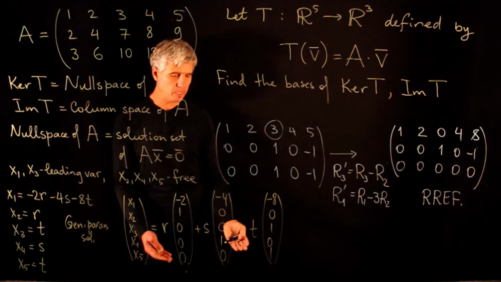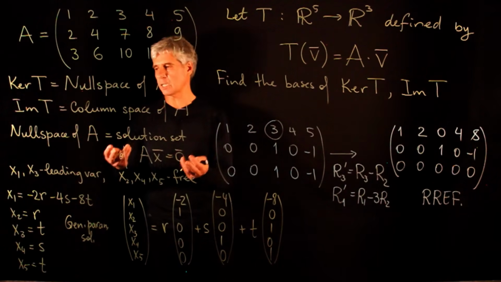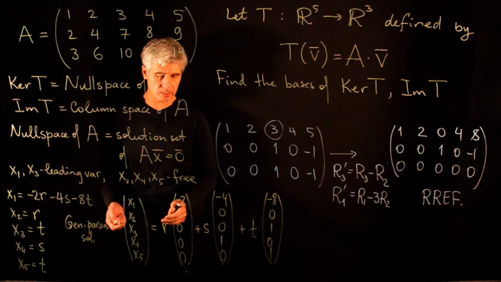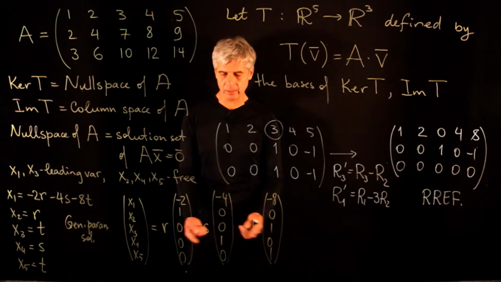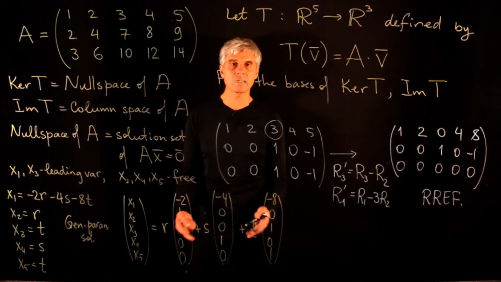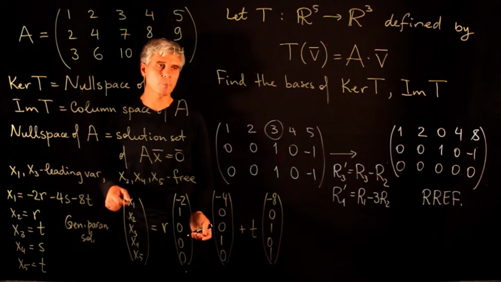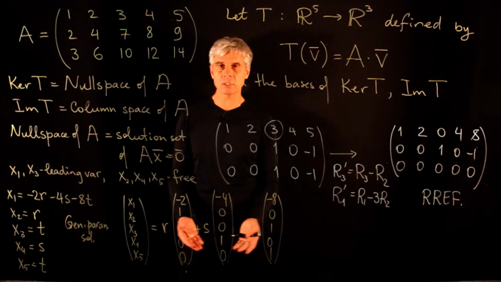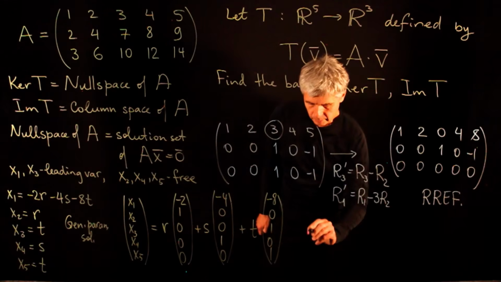So now we obtain the description of the solution set. So the solution set, or the null space of A, or the kernel of this transformation, is the set of linear combinations of these three vectors. And these three vectors are linearly independent. So this tells us that the kernel of this transformation is three-dimensional, and here we have a basis of the kernel of this transformation.